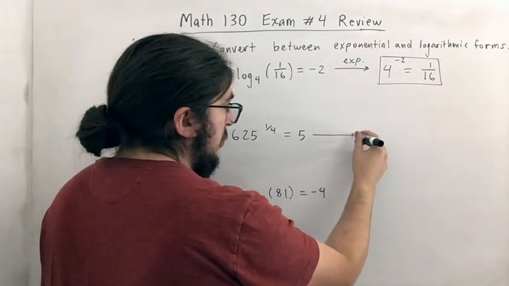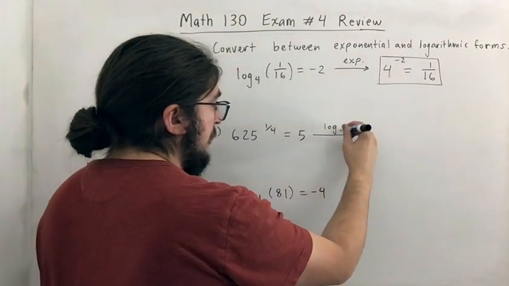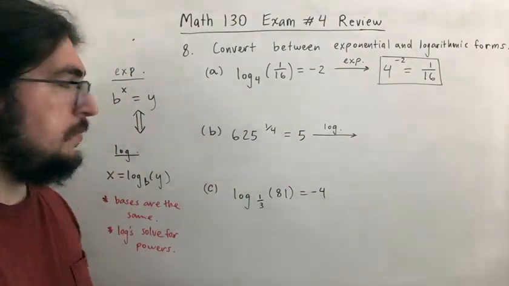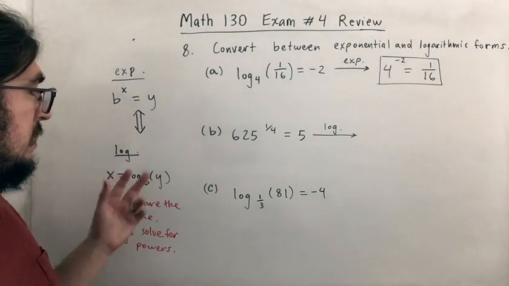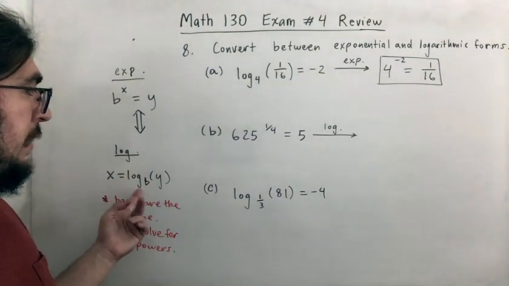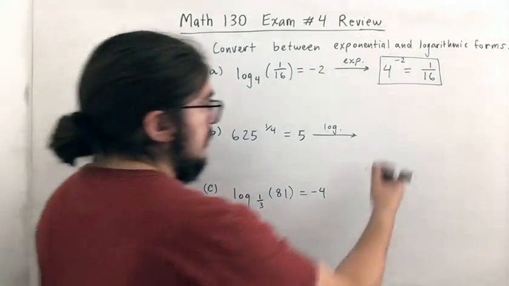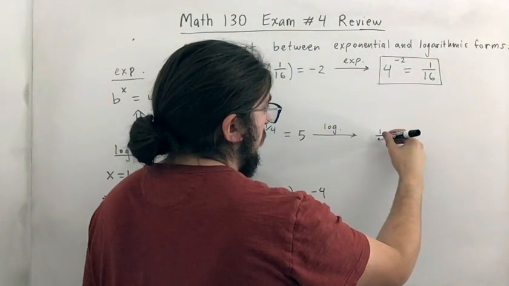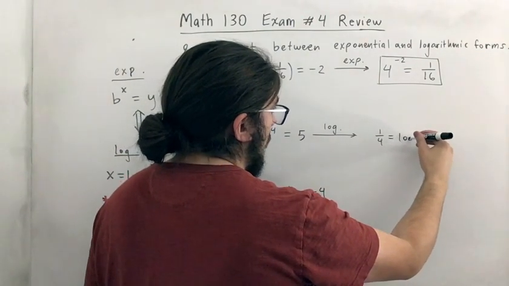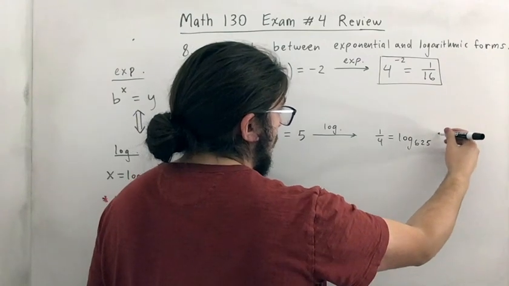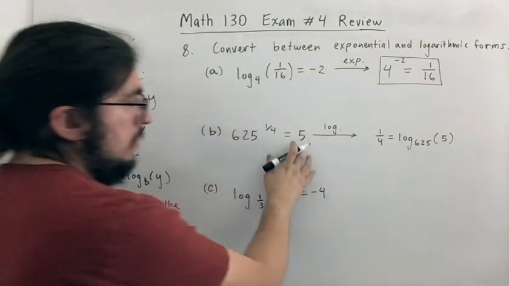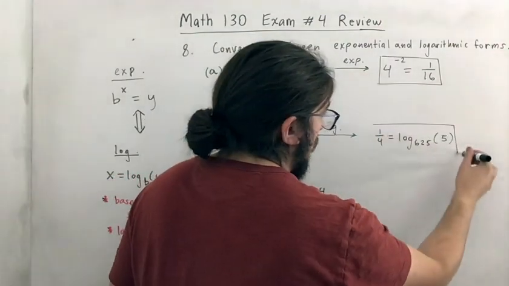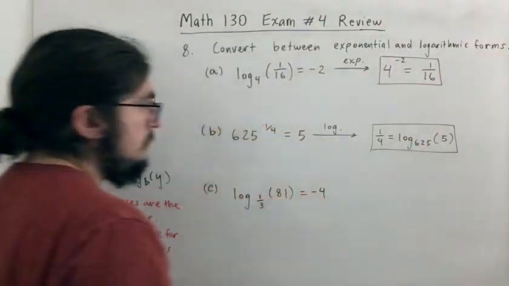This exponential form, we're going to convert to logarithmic form by doing the same thing. What's the base, what's the power, and then the other one just goes in the missing spot. So we're converting this to logarithmic form. The power will be here, the base is in the subscript. So this is going to be 1/4 equals log base 625 of the result of that exponent, which is 5. So that's the answer here. That's our logarithmic form.